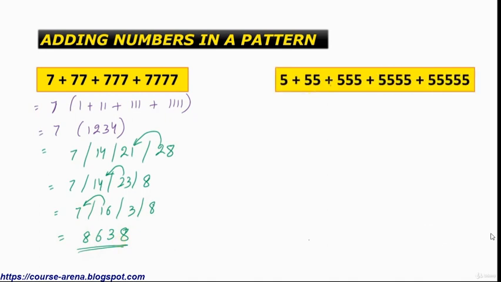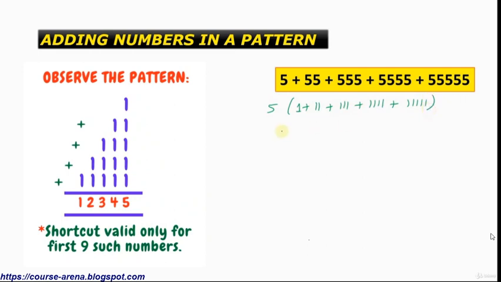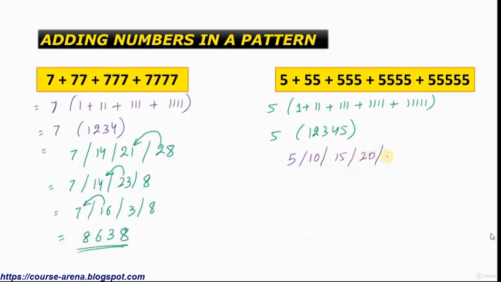5 plus 55 plus 555 plus 5555 plus 55,555. Again, what we are going to do is take 5 common. So we are going to get 1 plus 11 plus 111 plus 1111 plus 11111. So we are going to write 5 into 1, 2, 3, 4, 5. And now we will have to do some multiplication. So 5 into 1 is 5, 5 into 2 is 10, 5 into 3 is 15, 5 into 4 is 20, 5 into 5 is 25.